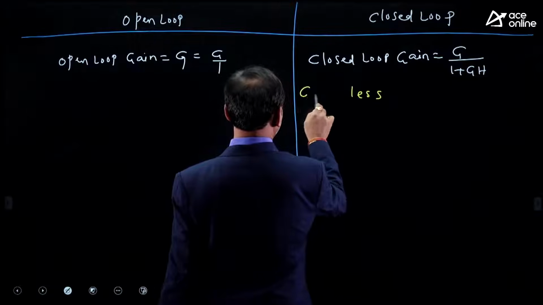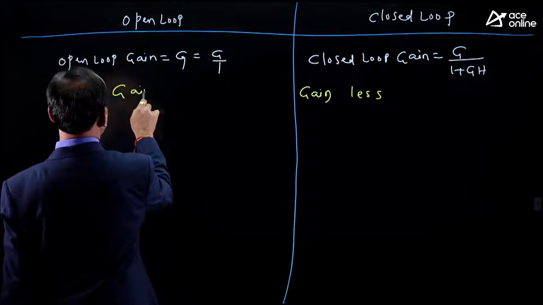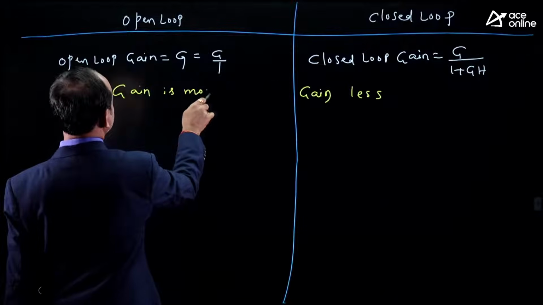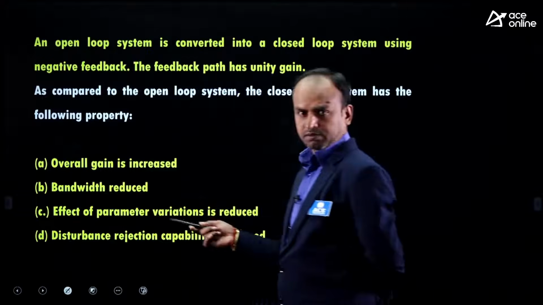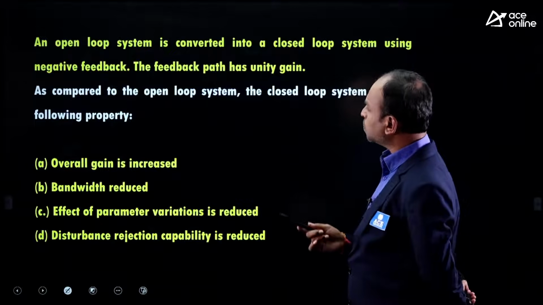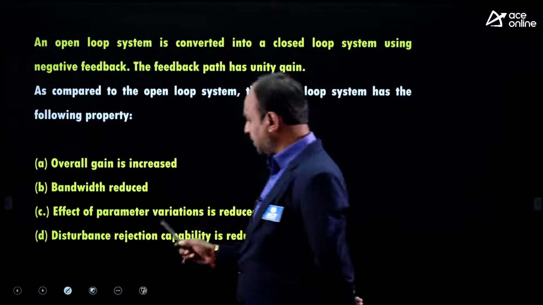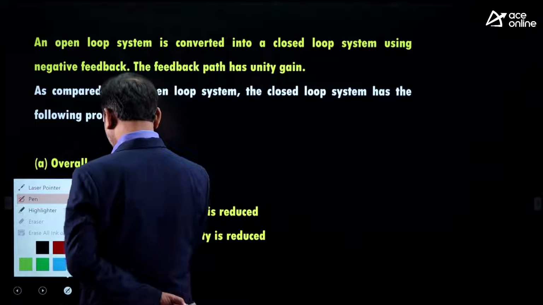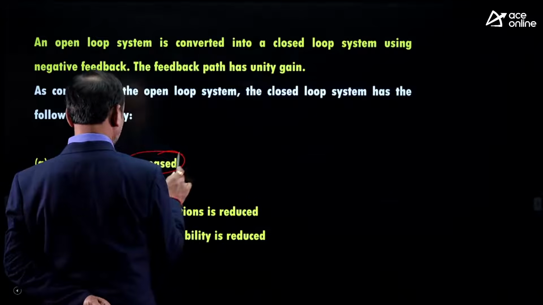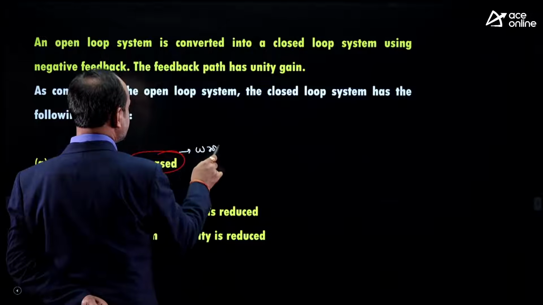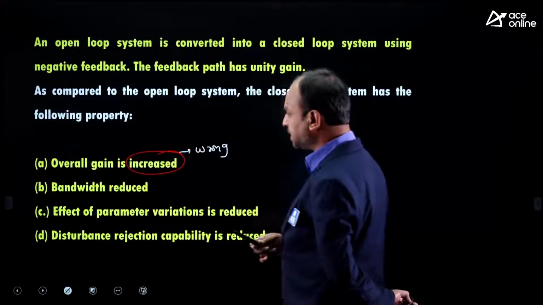If we convert open loop to closed loop, gain is more in the open loop, and gain is less in the closed loop. So is the overall gain increased if open loop is converted to closed loop? No, gain is reduced here. So saying gain is increased is a wrong statement, dear. If open loop is converted to closed loop, then gain is decreased.